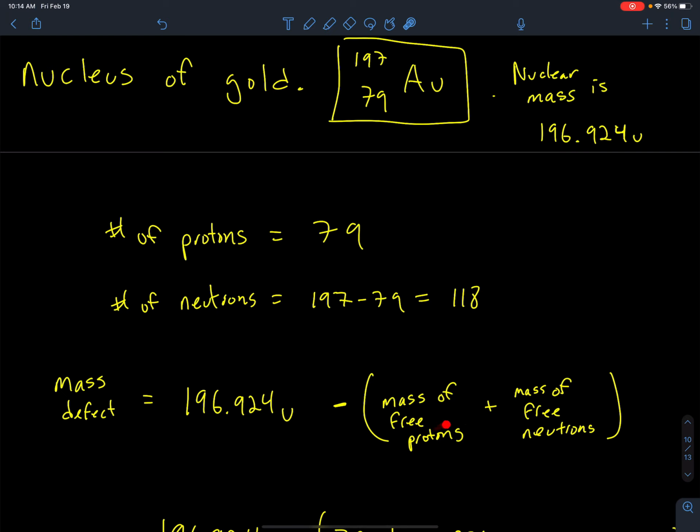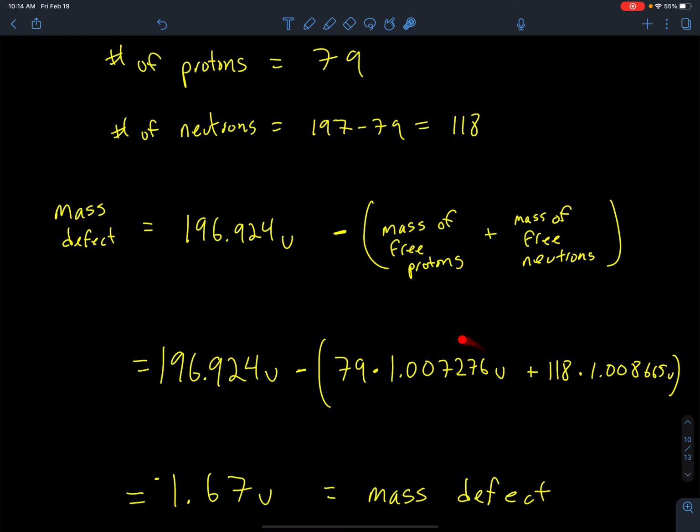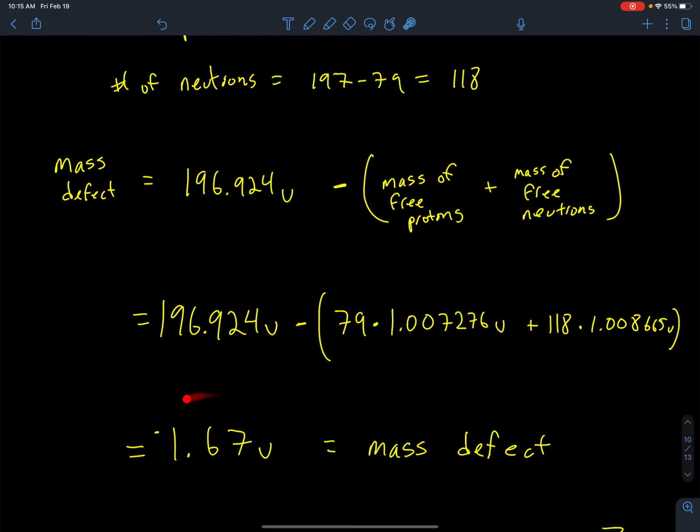Okay, so how do I find the mass of the free protons? In your data booklet, it'll tell you how many atomic mass units a free proton is and how many atomic mass units a free neutron is. And here it is. A free proton has that mass. Okay, it's a little larger than the 1/12 of carbon, like I talked about in the previous video. It's 1.007276. And the mass of a free neutron is 1.008665 U. You see it's a little larger because they're free. Okay, when you multiply that together and subtract, you get this number.